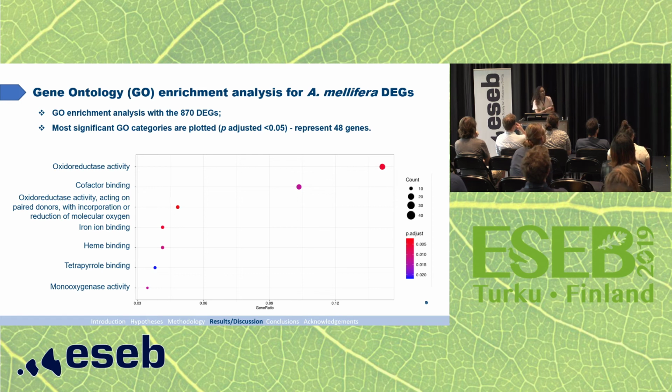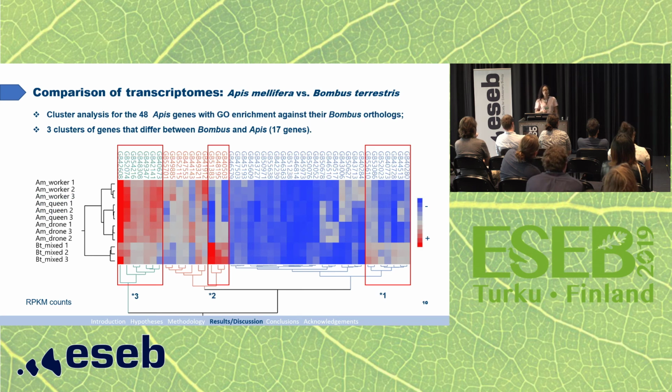In the plot, the size is related to the count of genes inside the category, and the color to the significance of the enrichment. These 7 categories represent a total of 48 genes. And with those, we were finally able to run a comparison with the transcriptomes from Bombus terrestris. So we ran a clustering analysis with those 48 genes against their Bombus orthologs.